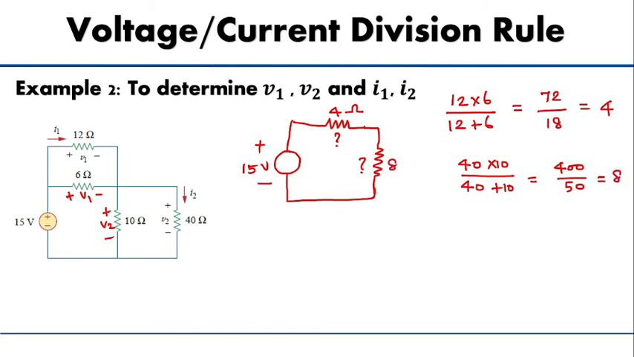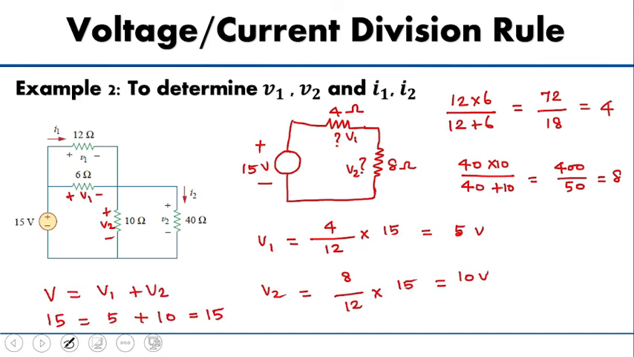So according to the voltage division rule, V1 now is the voltage across the 4 ohm resistor, and V2 is the voltage across the 8 ohm resistor. Therefore, V1 is equal to 4 divided by 12 into 15, which gives you 5 volt, and V2 is equal to 8 divided by 12 into 15, which gives you 10 volt.